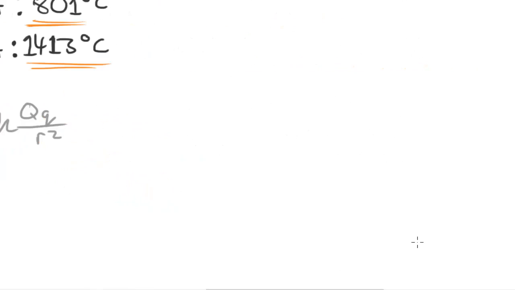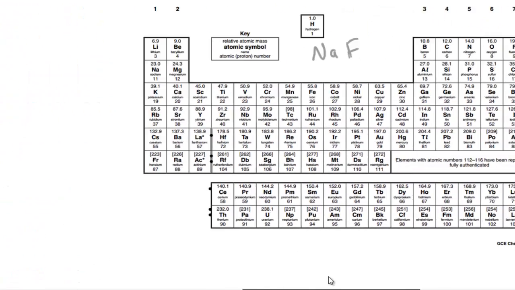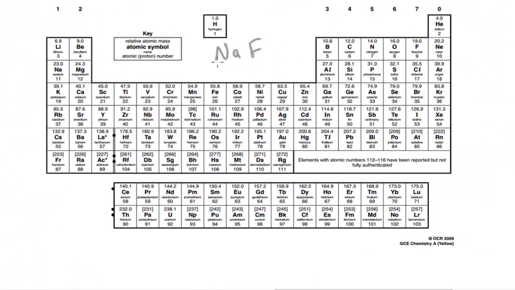So going back to that example, if you were to bond sodium with fluorine, since fluorine has a relatively small atomic radius, the force between sodium and fluorine is going to be significantly stronger than the bond between, say, sodium and iodine. So NaF, since fluorine is up here, is going to be much stronger than NaI, because iodine has a large atomic radius.